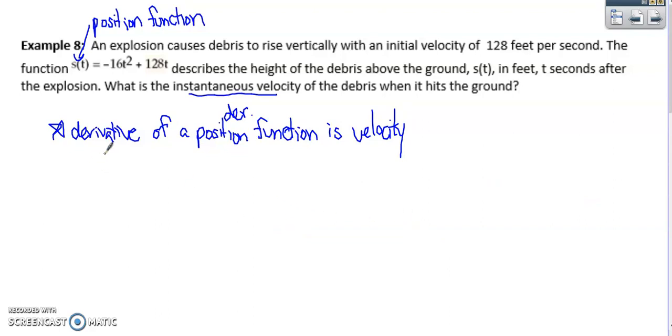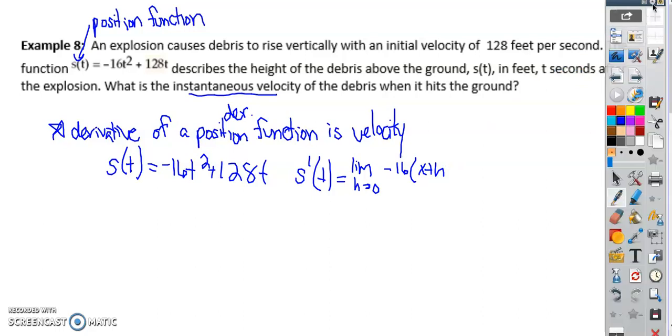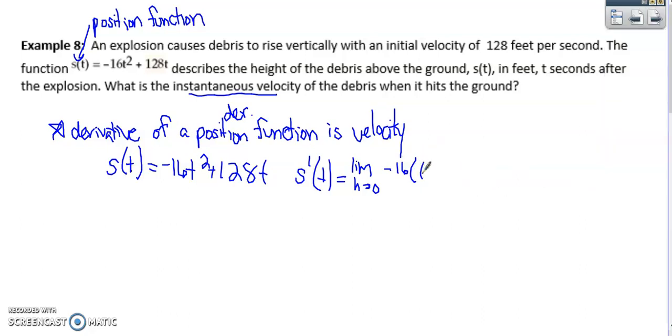So we have our function s of t, which is negative 16 t squared plus 128 t. We want to know the instantaneous velocity when it hits the ground. So we're going to start by finding the derivative. So s prime of t is the limit as h goes to 0 of negative 16 times the quantity x plus h, although, all right, hold on a second. I wrote x, but really, what should I write? Think in your brain. What should I be writing? T, right? T plus h.